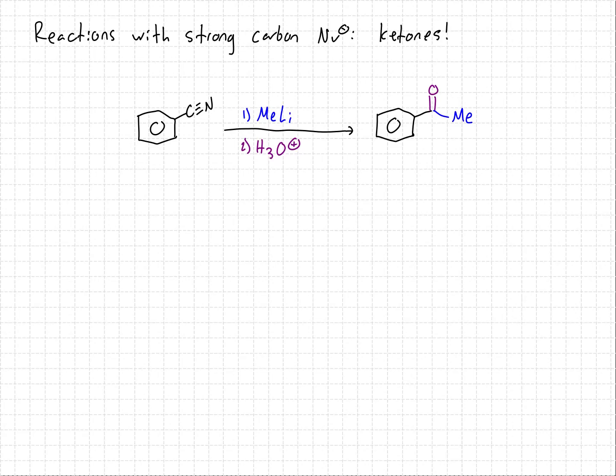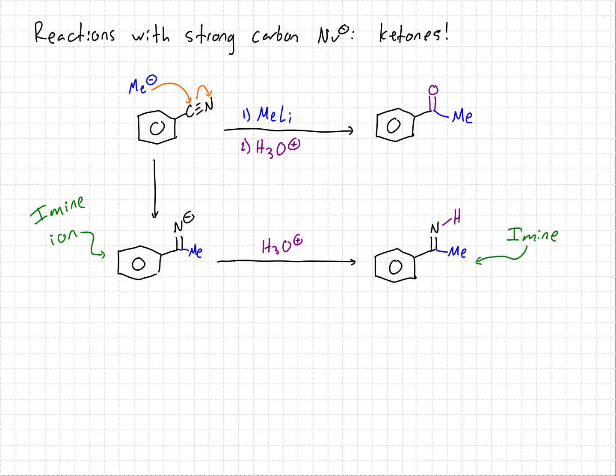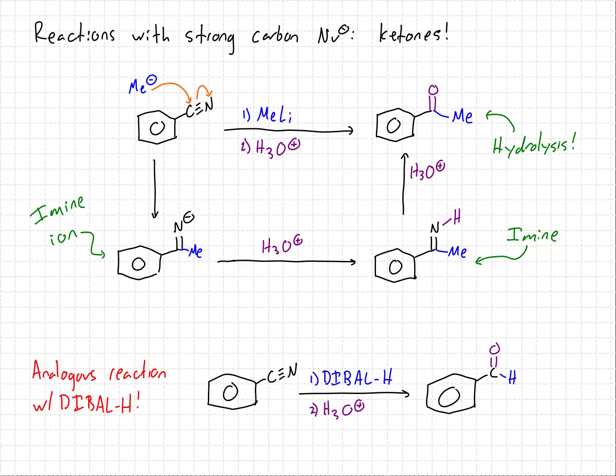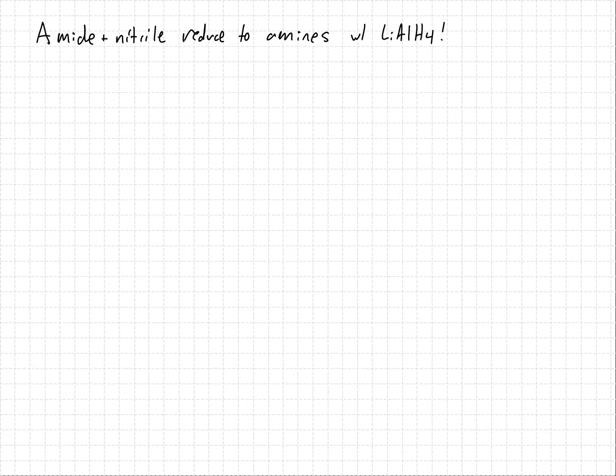Here, benzonitrile will react with methyllithium followed by an acid workup to give acetophenone. How does this reaction work? As we might expect, the strong nucleophile adds to the carbonyl carbon, producing this compound, which you might recognize as an imine ion, the conjugate base of an imine. During the workup step, the imine ion is protonated to an imine, and under these conditions it will hydrolyze itself to a ketone. We can also do an analogous reaction with DIBAL to reduce the nitrile to an aldehyde. The mechanism is exactly the same.